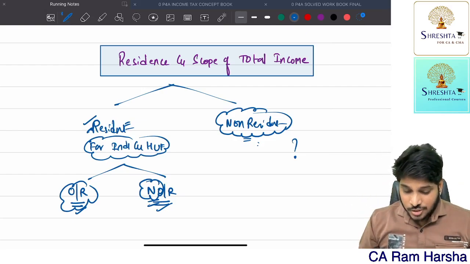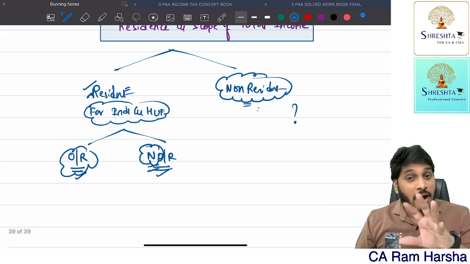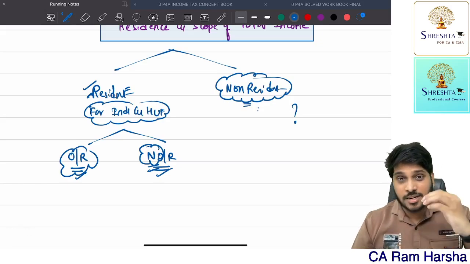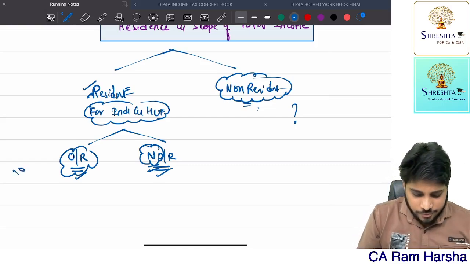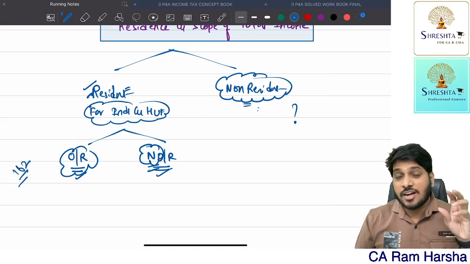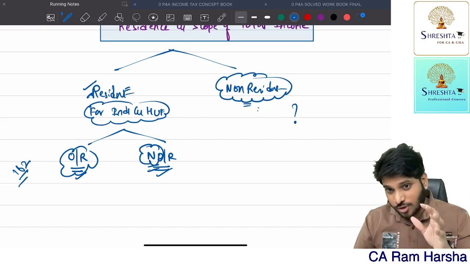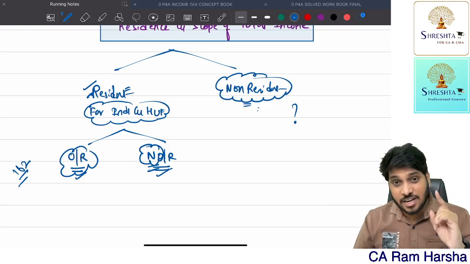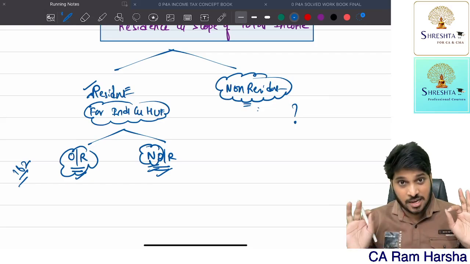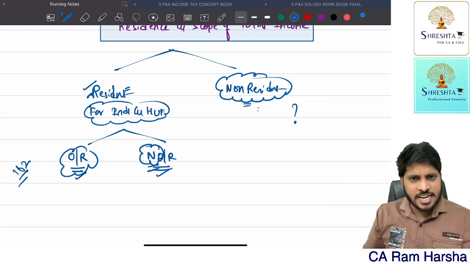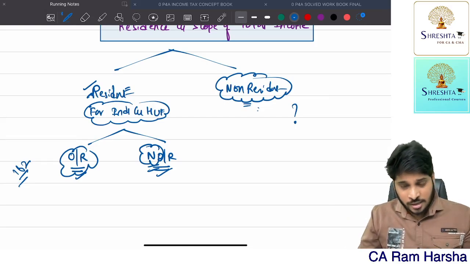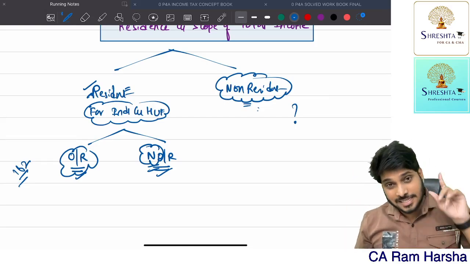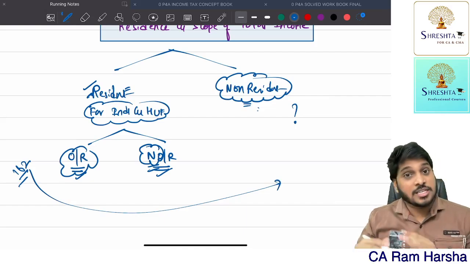Getting it? So we all know, you might have heard somewhere, either in CA Foundation or Degree, or if you're a repeater, you might have learned earlier: if an individual stays in India for 182 days, what is the rule? Is he an Indian citizen or a foreign citizen? No, that is not required. He is a resident.